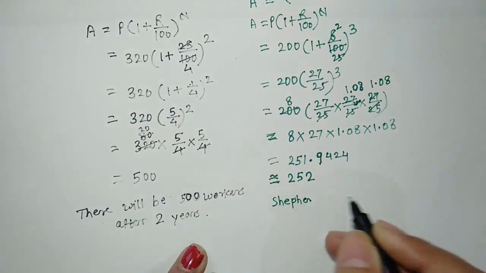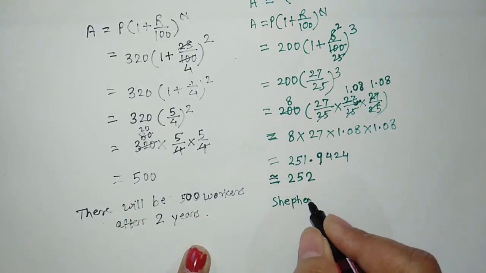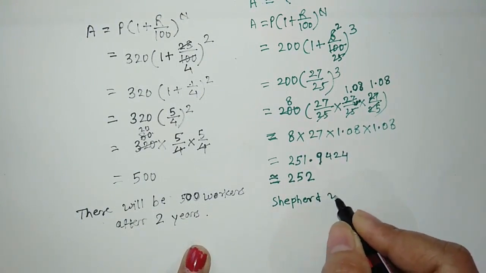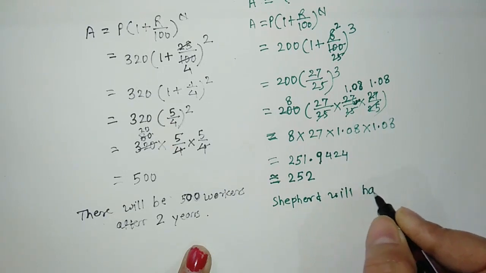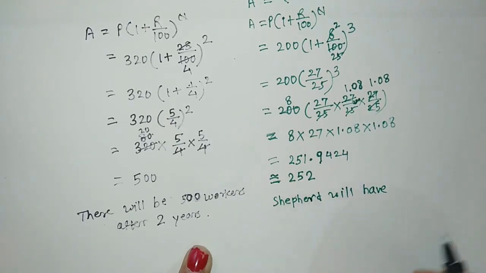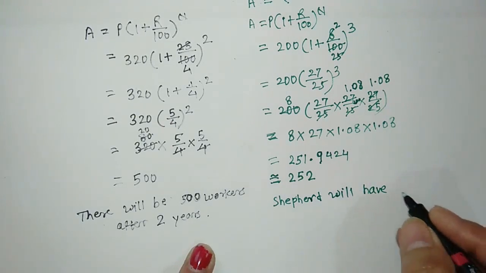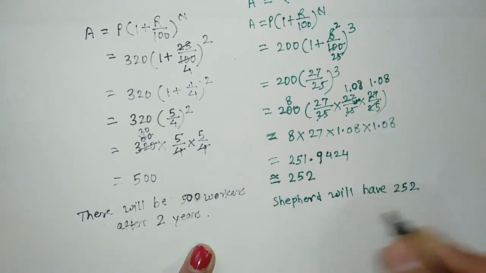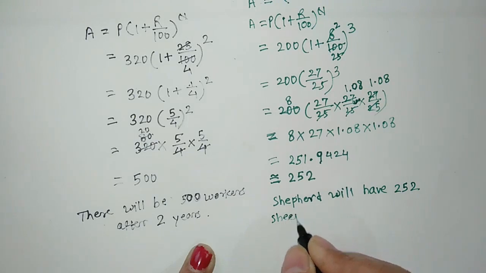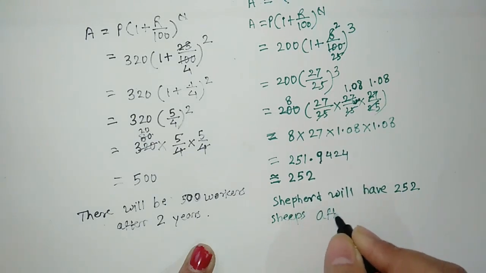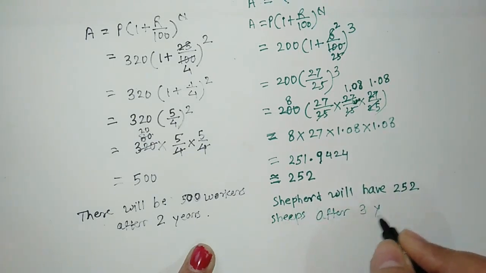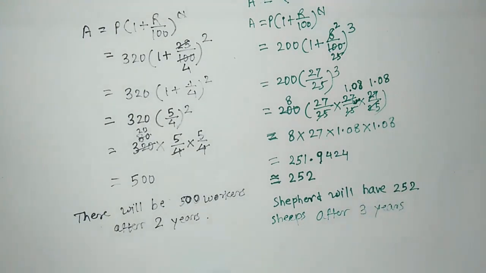So the answer line is: shepherd will have 252 sheep after 3 years. Very simple.